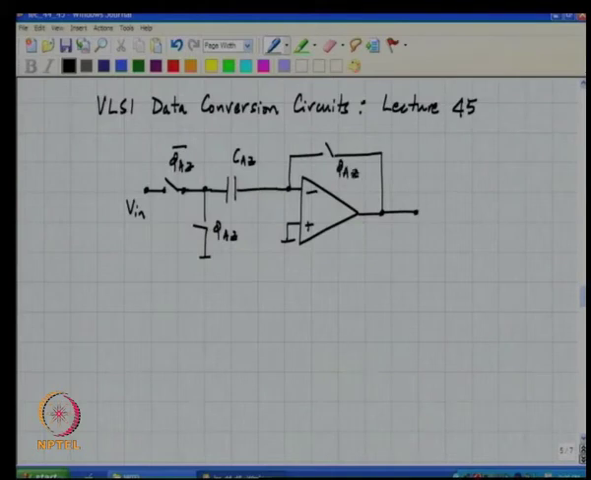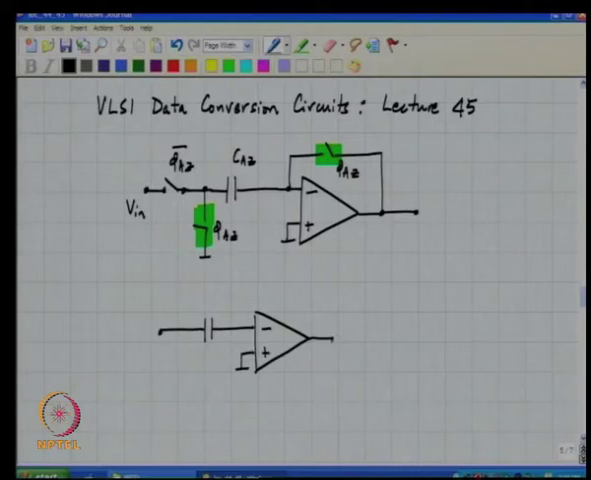This is the single ended equivalent of the preamplifier with the auto zero capacitor in place. During the auto zero phase, these switches marked in green are closed, but during the amplify phase the equivalent circuit looks like this, with the appropriate value of estimated offset stored on CAZ.